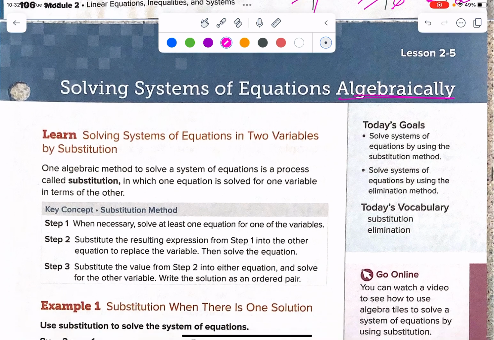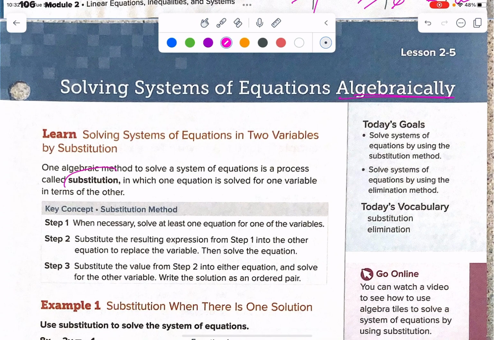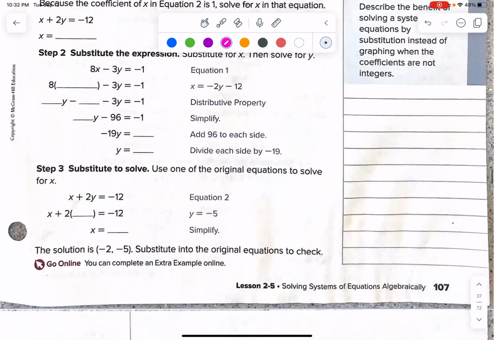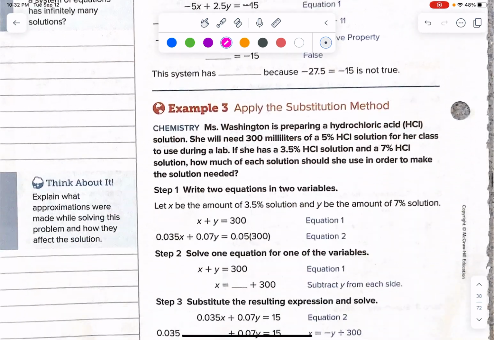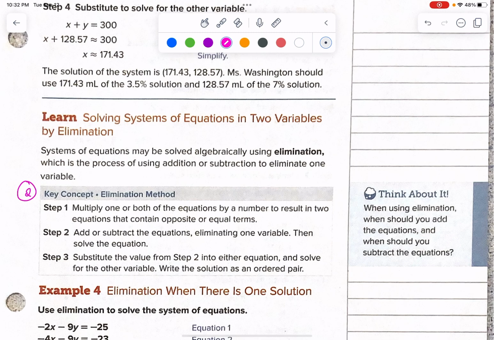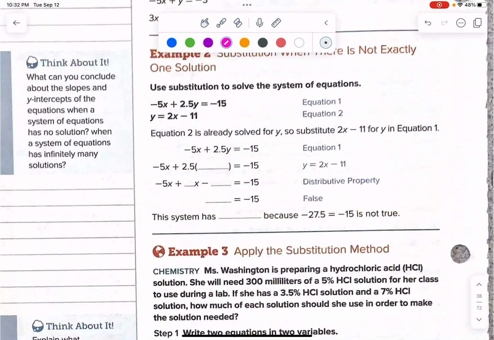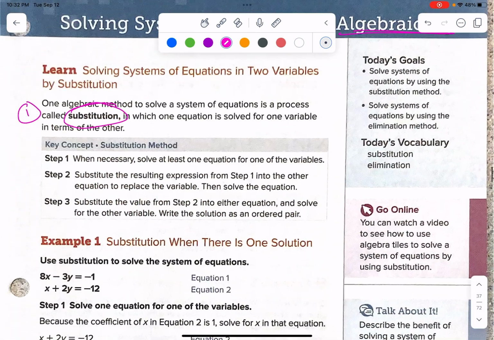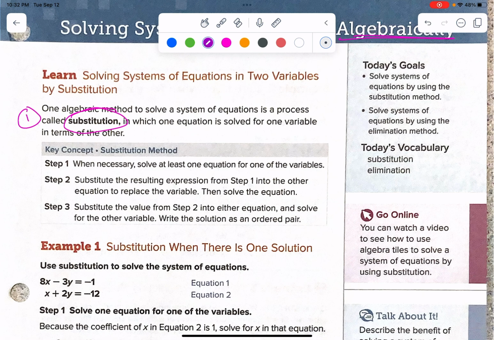There are two ways of solving these. One of them is substitution, so that's method number one. And then here in a little bit on the second page, right before example 4, we have the second method, which is elimination. So, substitution, let's go through this. The very first step when we do substitution is we want to solve at least one equation for one of the variables. And then steps 2 and 3 involve the actual substitution itself.